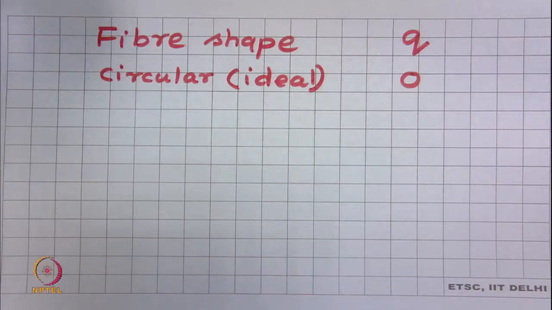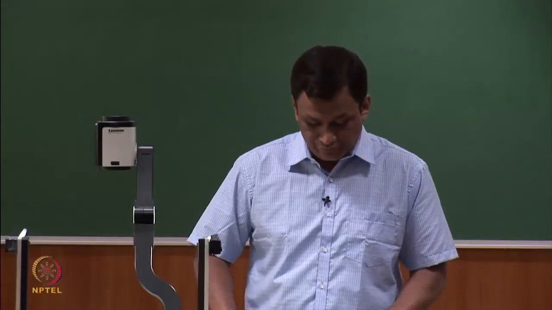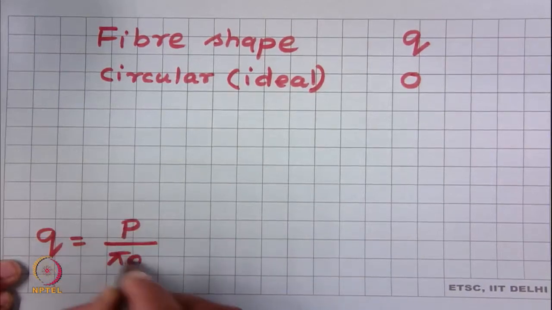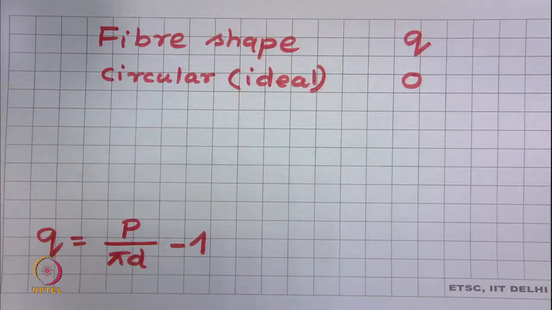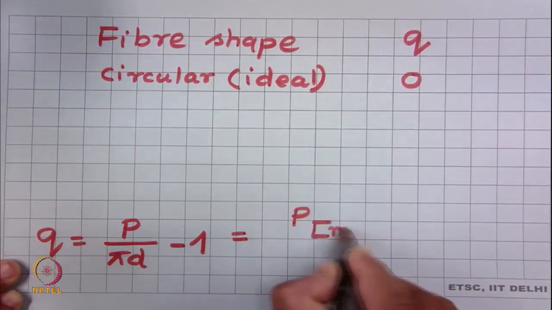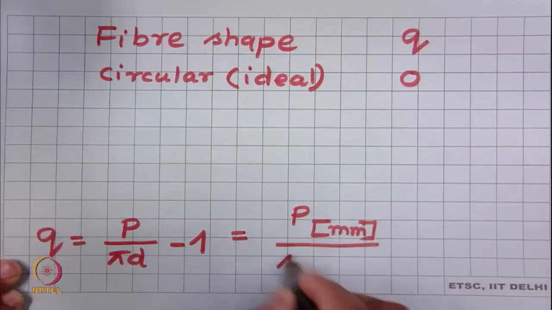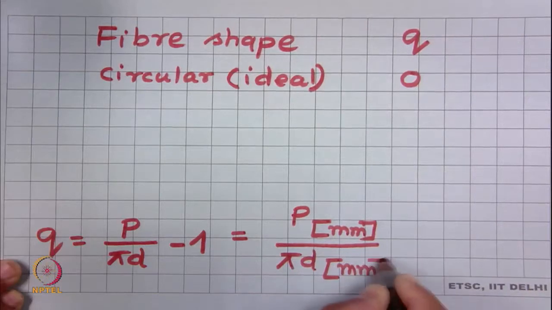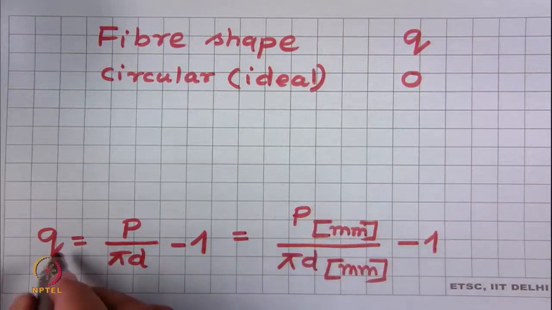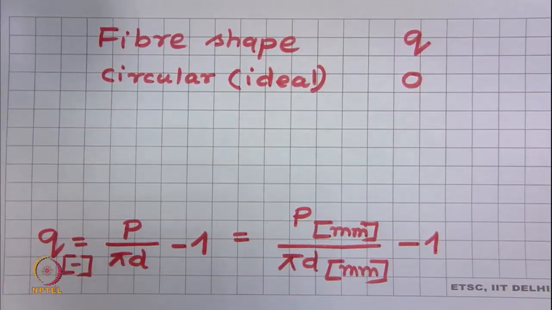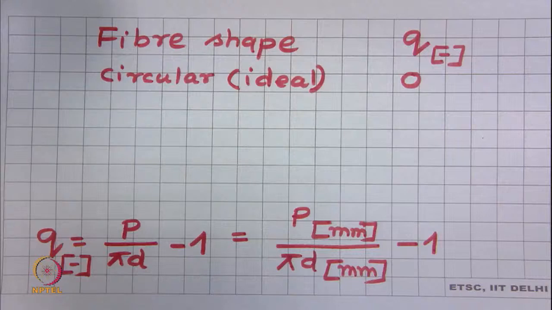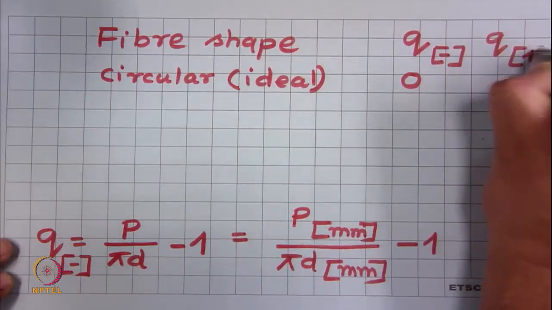By the way, what is the dimension of q? Q is equal to this. Now, if we use p in millimeter and d also in millimeter, then this ratio is dimensionless, then q becomes dimensionless. Often in SI system, a dimensionless quantity is either expressed by this, or sometimes they are also expressed by this.